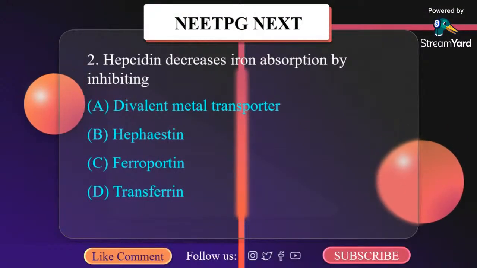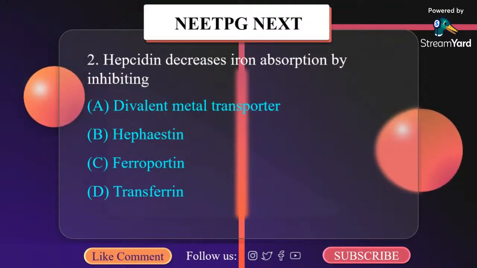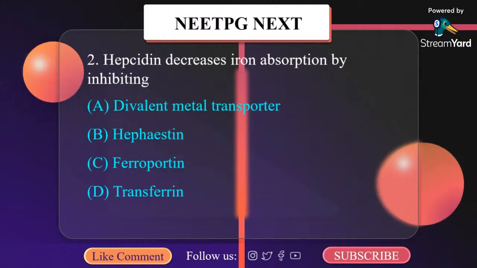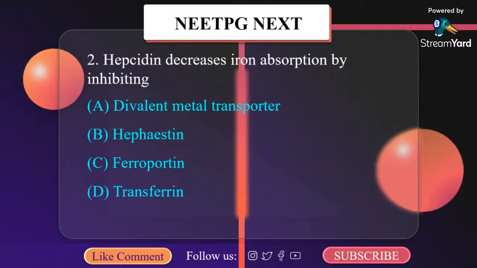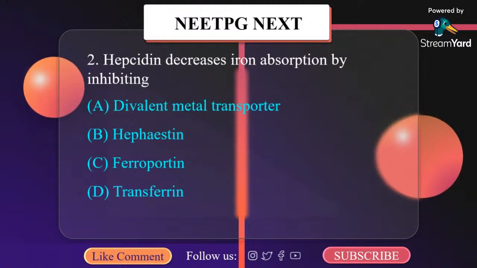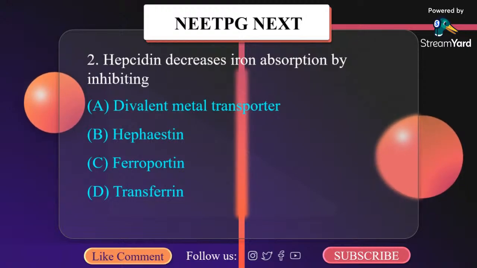Hepcidin decreases iron absorption by inhibiting A. Divalent metal transporter, B. Hephaestin, C. Ferroportin, D. Transferrin. What do you think is the correct answer? Take your time. What do you think is the correct answer? Now, what is hepcidin?